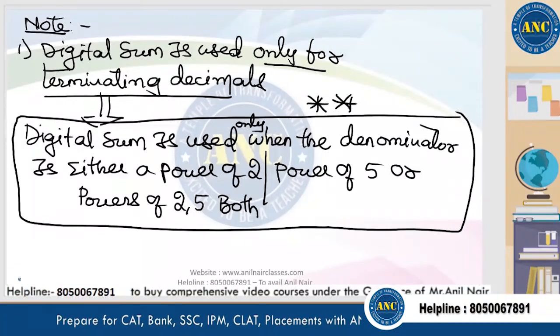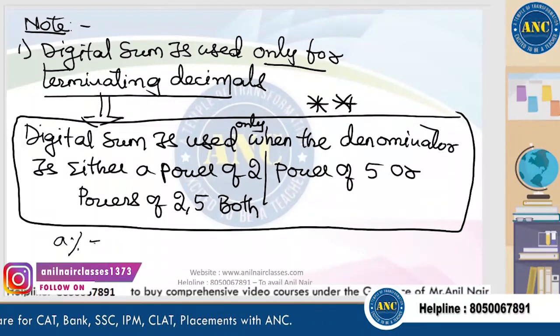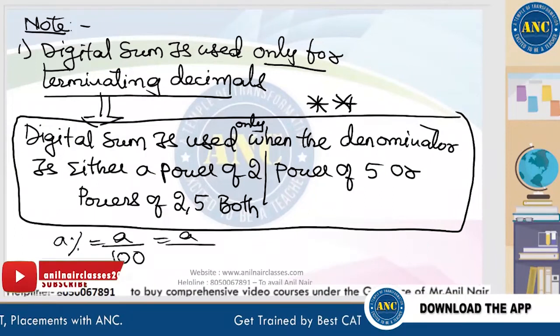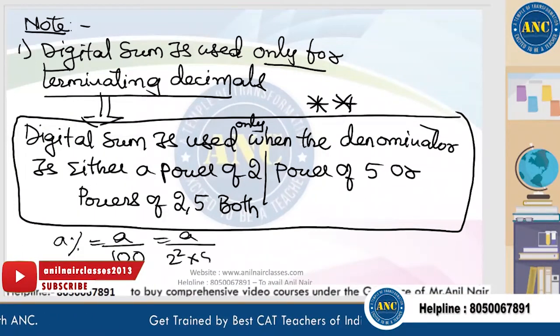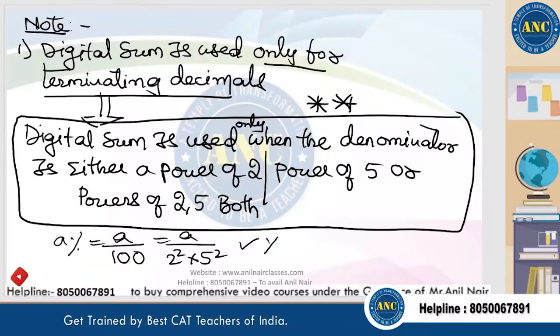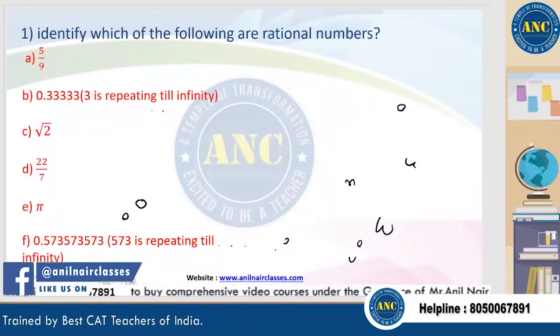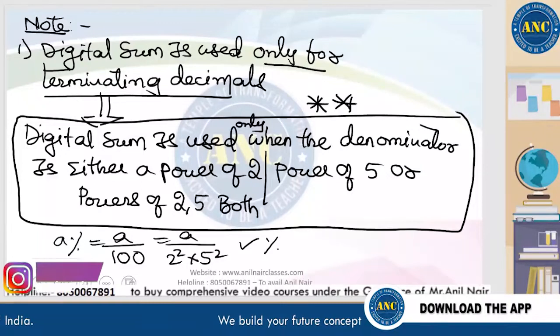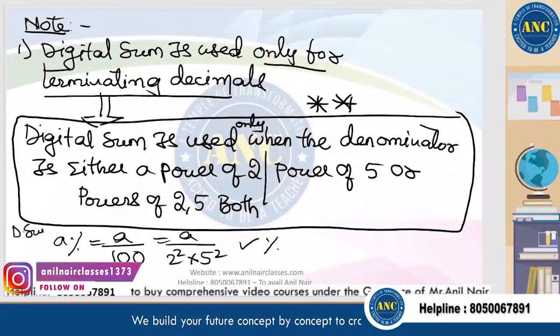That is the reason a percentage is a by 100. 100 is nothing but 2 square into 5 square. So in percentages, I can use digital sum. Please make a note of it.